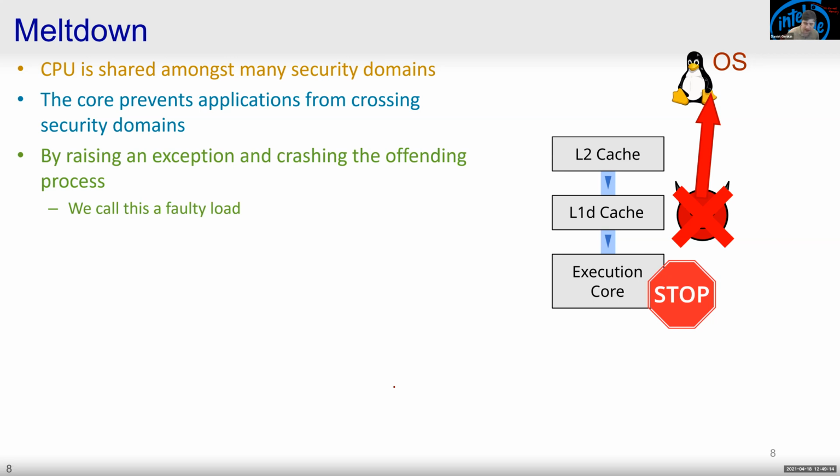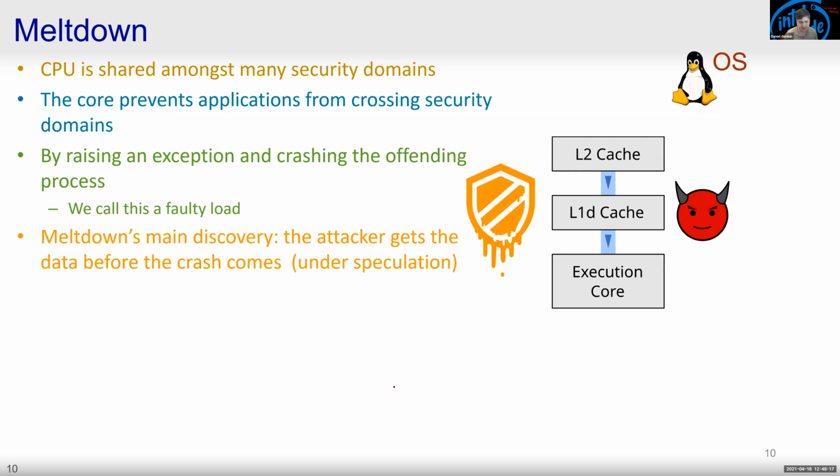So what's the main discovery behind Meltdown? Well, it's that before the crash comes, actually the attacker gets the data. What do I mean by that? I mean that if you have an execution core, we have a malicious, adversarial process trying to access the operating system, well, this program will crash somewhere in the future. In the meanwhile, before it crashes, what's going to happen is that the core is going to speculate forward, and assuming that the data is cached, first thing that happens before the crash is that the adversary gets a copy.